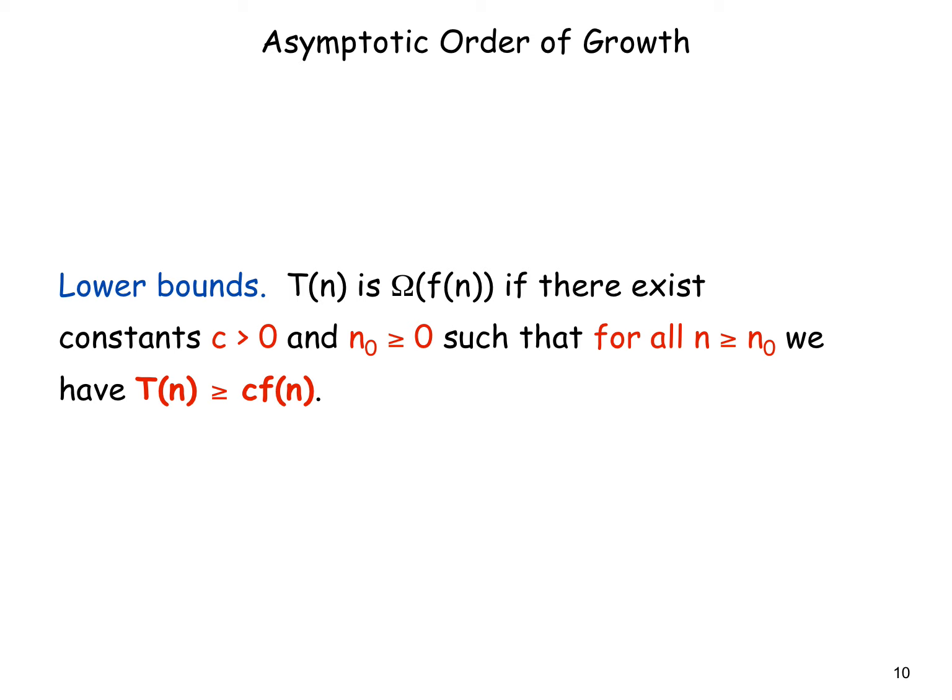Lower bounds. Again, given a function t of n, we say t of n is big omega of f of n if there exist two constants, c greater than 0 and n sub 0 greater than 0, so that for all n bigger than n sub 0, every value of t is bigger than or equal to c times f of n, so that c times f of n is a lower bound for t of n. It'll never be smaller than that once you get past that threshold value n sub 0.